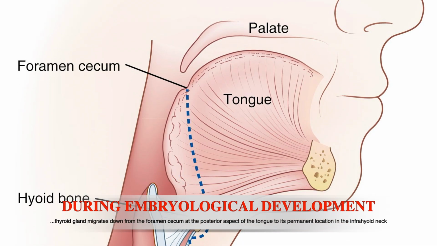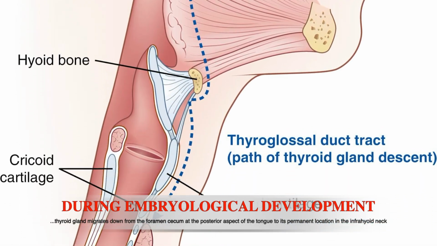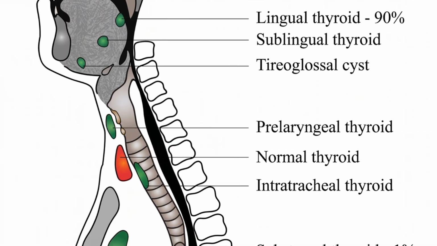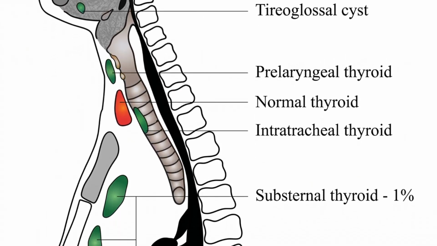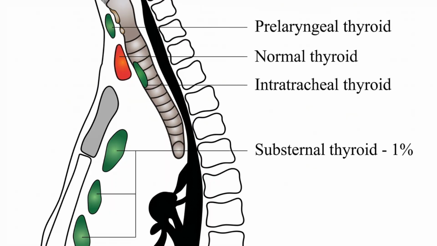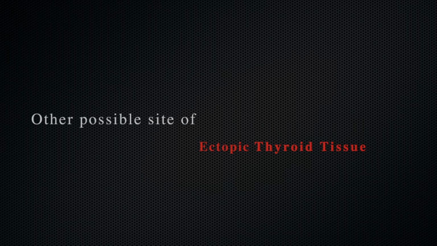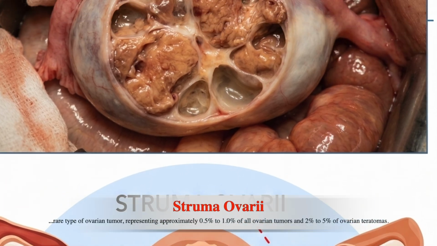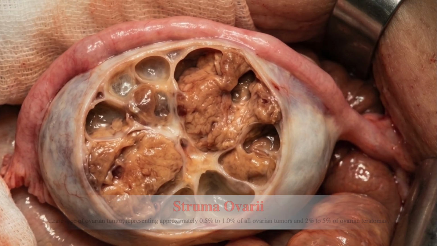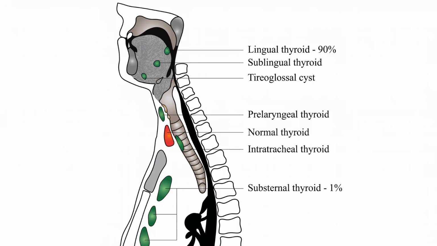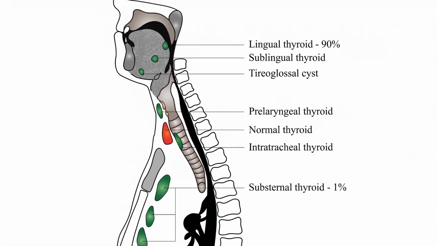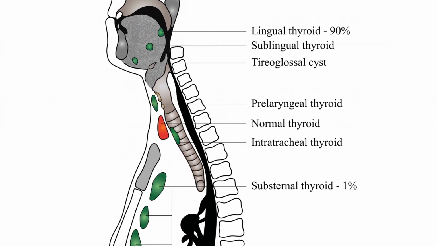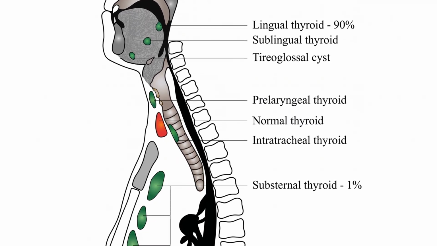The thyroid migrates downward, creating the thyroglossal duct. Ectopic tissue may remain anywhere along this path: the lingual base, suprahyoid, infrahyoid, or the mediastinum. Ectopic tissue can even occur in the pelvis, known as struma ovari. Recognizing these unpredictable ectopic pathways is required knowledge for clinical imaging. If one doesn't know where the tissue can hide, one cannot accurately interpret whole body scans.